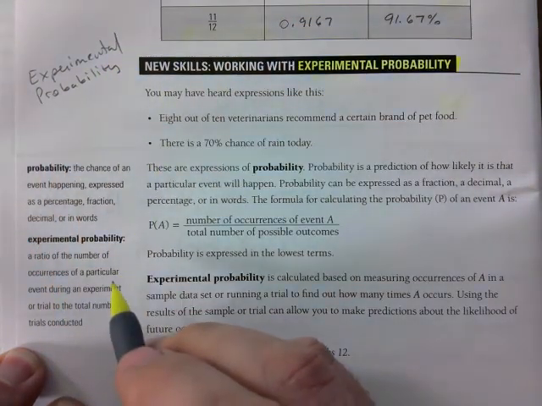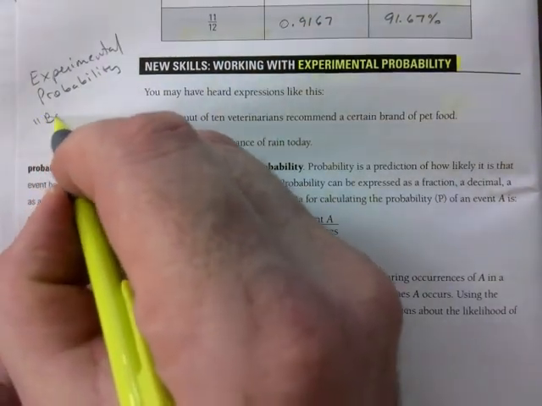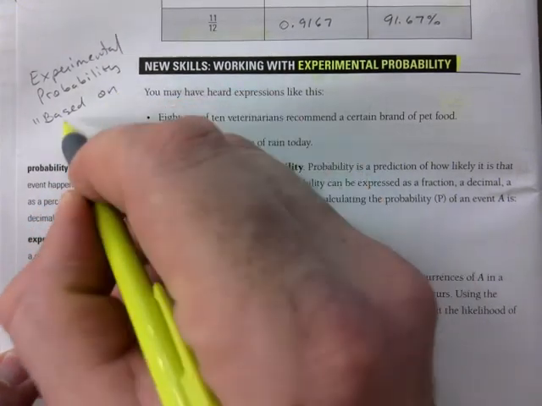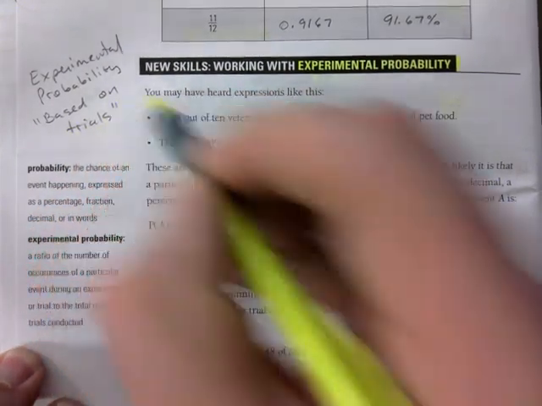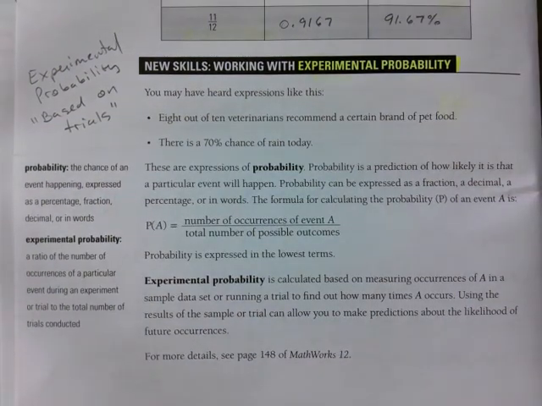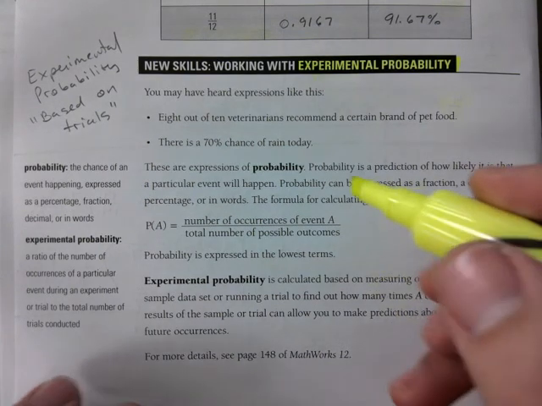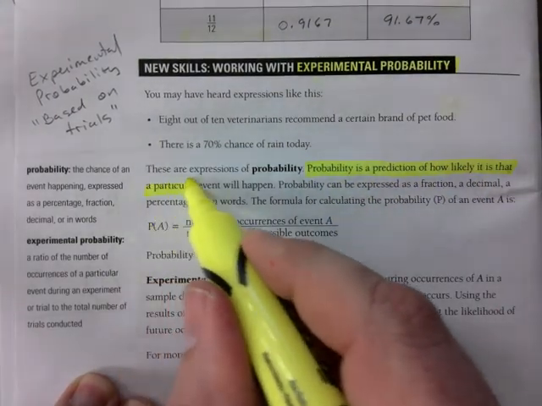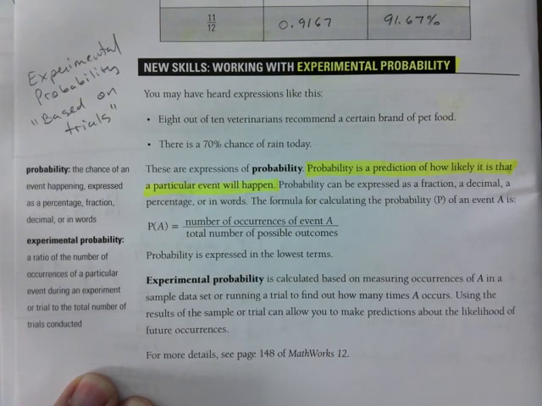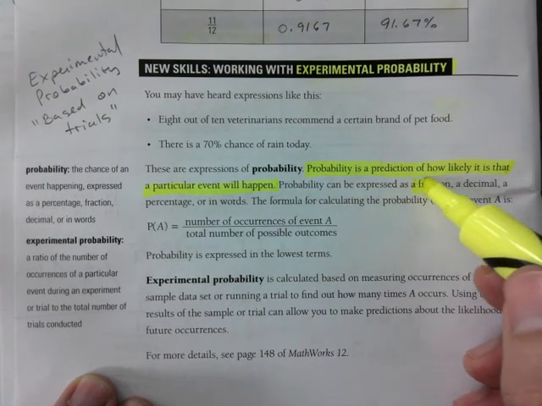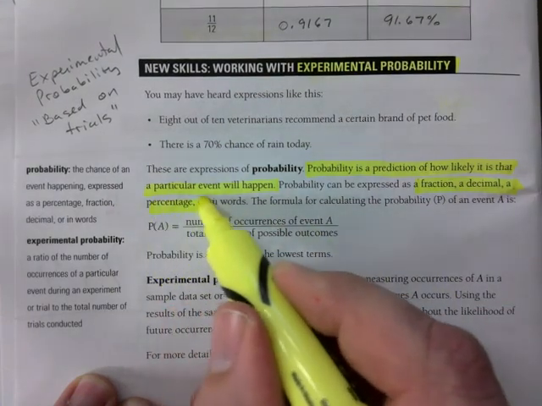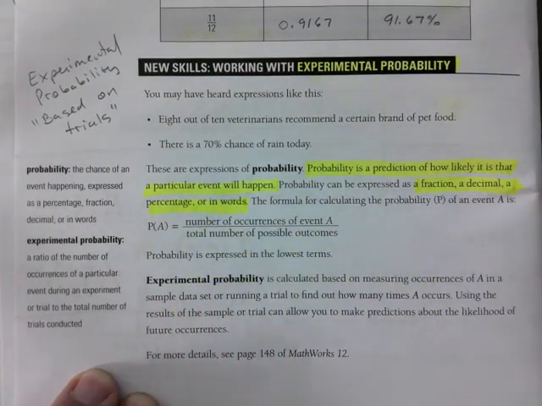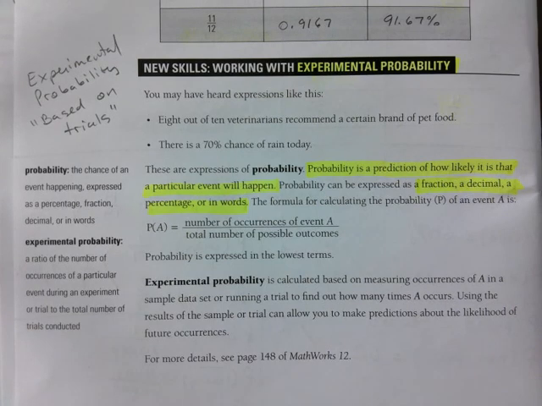Experimental probability is based on trials, right? It's based on what's actually occurring in the scene, okay? So probability, watch here. Probability, if you have a highlighter or underline, it's a prediction of how likely it is that a particular event will happen, okay? You can express it as a fraction, decimal, percentage, or in words. Okay, that's the one I didn't maybe talk about, but that's easy to do.